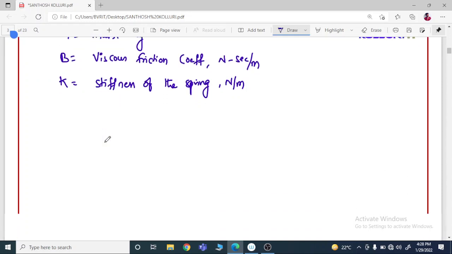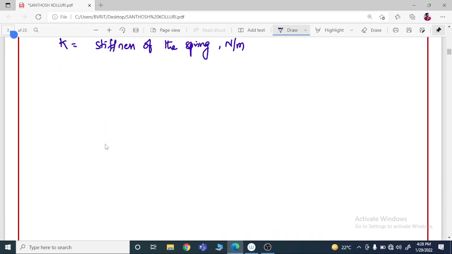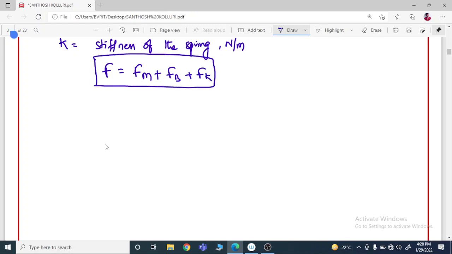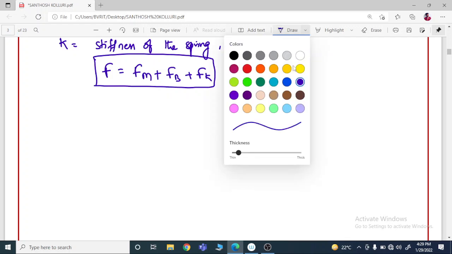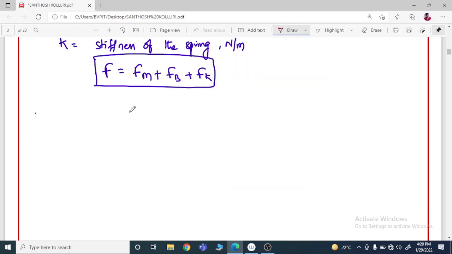So as per Newton's law, the applied force F should be equal to all the forces opposing, that means the forces opposing by mass m, dashpot B, and spring constant K. So this formula we are applying in the analysis of the equations. We will discuss each and every part separately. The first one is the mass.